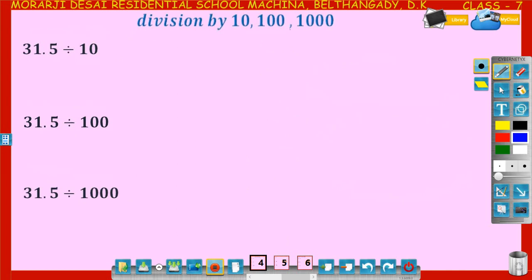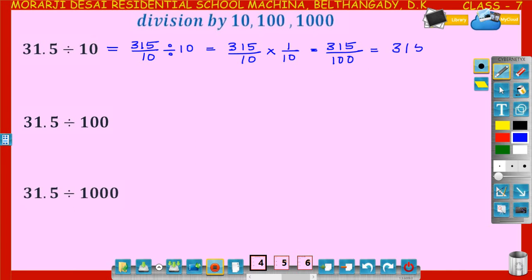Division by 10, 100 and 1000. Now see the first example, 31.5 by 10. 31.5 converted into a fraction is 315 by 10, divided by 10. So we keep 315 by 10 as it is, multiplied by the reciprocal of 10, that is 1 by 10. This becomes 315 by 100. Now convert 315 by 100 into a decimal. Here there are 2 zeros in the denominator, so while converting into a decimal, there are 2 digits after the decimal point. So that is 3.15.